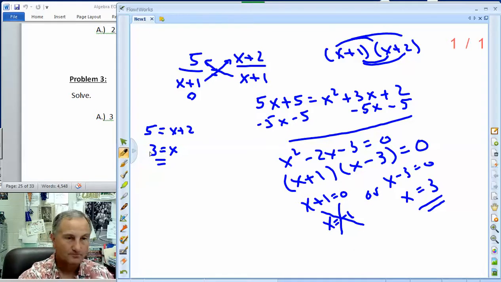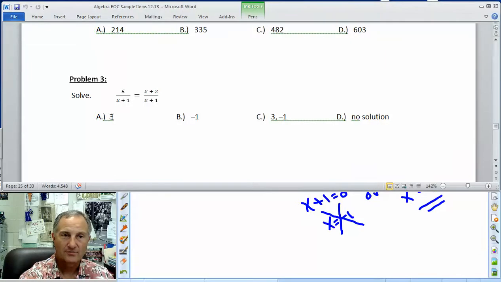When you look back over here, there's your answer A. Notice here they put 3 and negative 1, but you can't use negative 1. You've got to be careful there because we can't have 0 in the denominator.